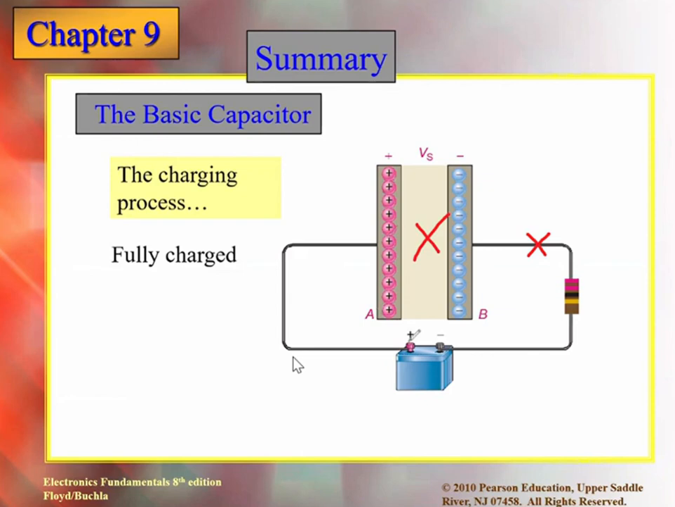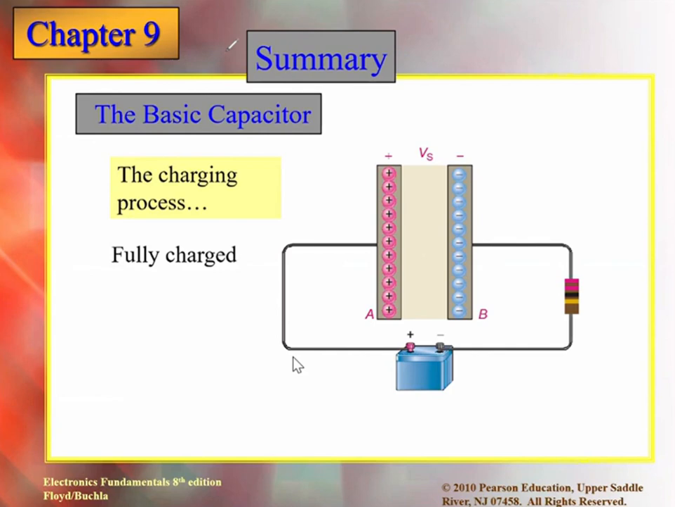You can see that all are positive charges here, so they repel each other. We know that similar charges repel and dissimilar charges attract. Here this is negative, this is negative, so no electrons can go here because there is a wall of electrons, which will repel them because of the repulsion. So once it is fully charged, there is no current flow. One plate becomes positive and the other negative.